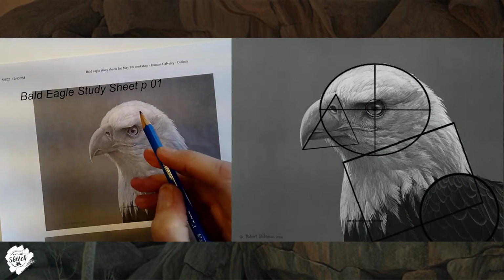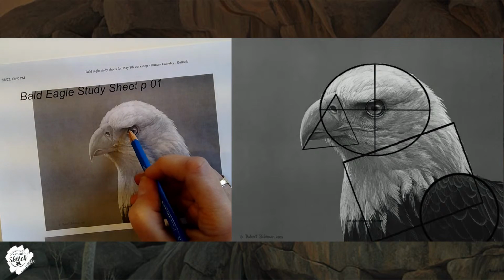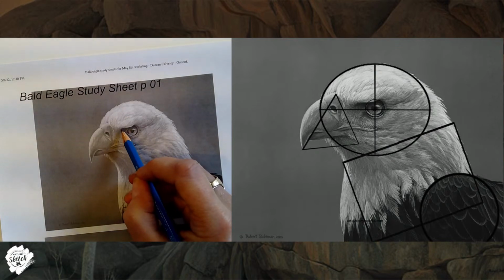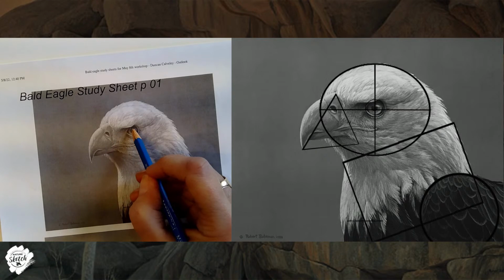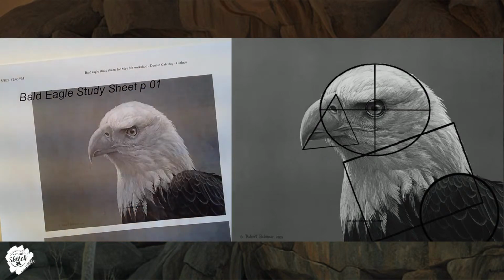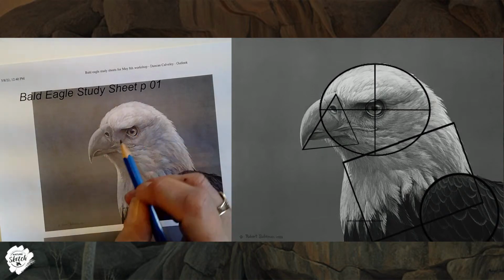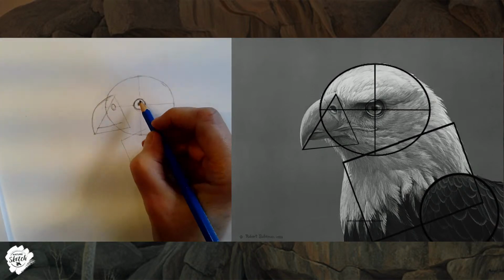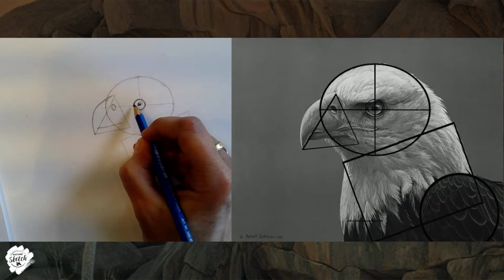Maybe that's why the Americans have chosen it, because it's such a regal and noble looking creature. So we've got that very dark area. We can tell by the way the light is hitting it that this is a ridge that bumps out towards us, because underneath it is quite dark. It's casting a dark shadow. So let's keep that in mind as we're doing our eye here.